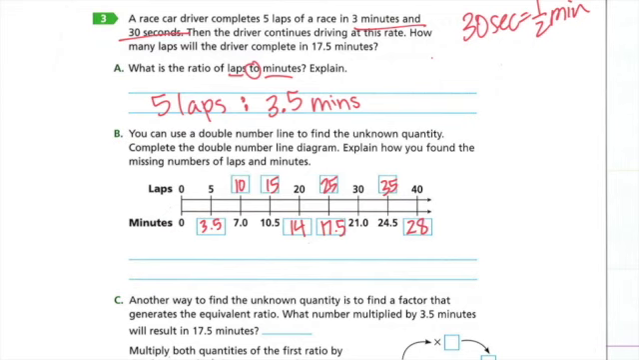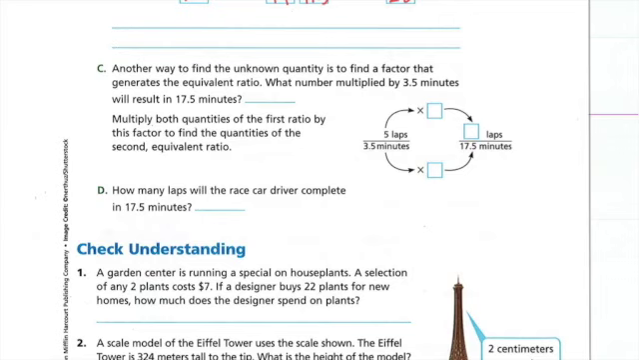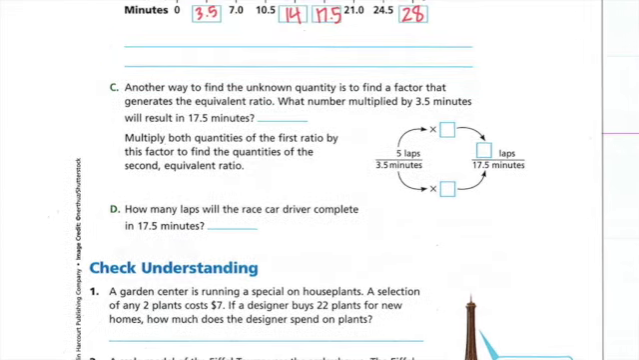All right. Another way to find the unknown quantity is to find a factor that generates the equivalent ratio. What number multiplied by 3.5 will result in 17 and a half minutes? So again, this was our ratio that we started with. And they said, okay, we want 17 and a half. So we have to figure out 3.5 times what is 17.5?